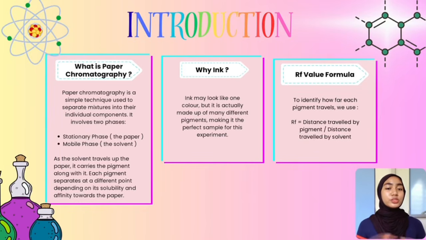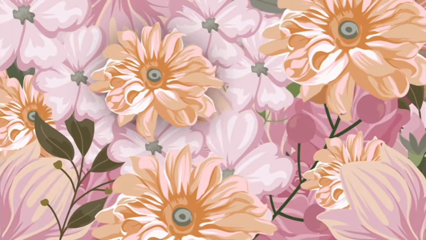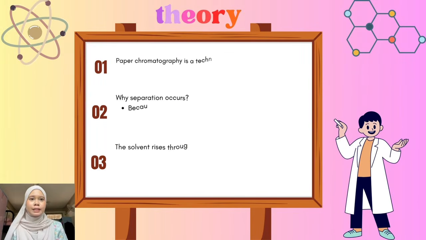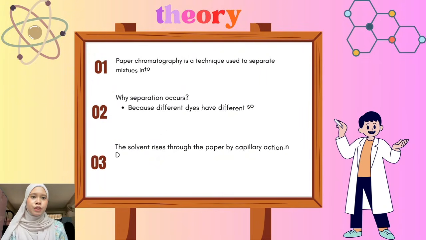So why did we choose ink? We chose ink because even though it looks like one color, it actually contains many different pigments. So let's get started. Now I will explain the theory behind paper chromatography.